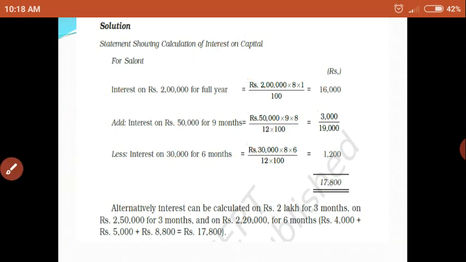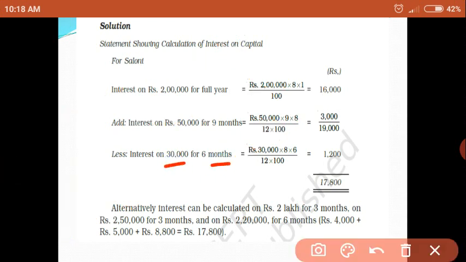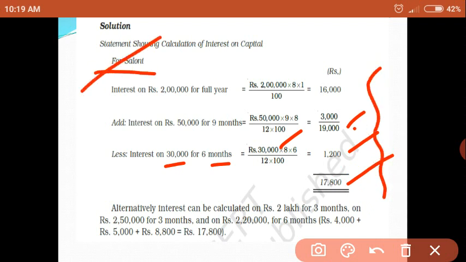So we have to calculate here: 30,000 for 6 months into 8% is equal to 1,200. This 1,200 we have to deduct from 19,000. So 19,000 minus 1,200 is equal to 17,800. This is the interest on capital of Saloni. One more method is there, an alternative: we can calculate the interest directly.